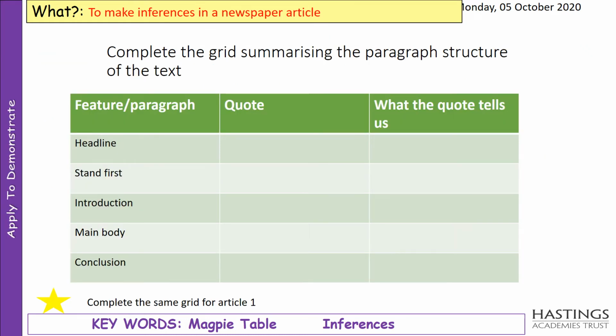Okay, and then finally I'd like you to create a grid. So if you're drawing this out on paper, you can draw out the table as it is. If you're writing it on the computer and you find it easier to do it in more of a list format, that's fine too. So for each feature of a headline, for each feature or paragraph of the text, I want you to find a quote and what the quote tells us. So you're summarizing and inferring, making inferences based on each section of the text, so that you can create a summary basically.